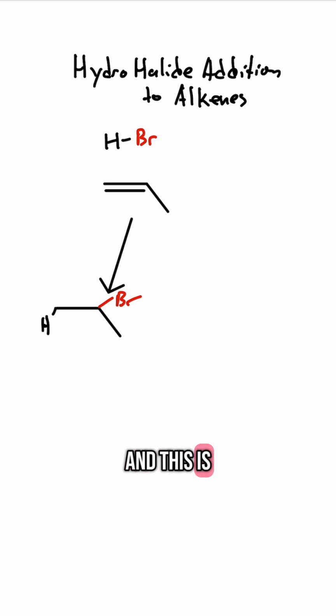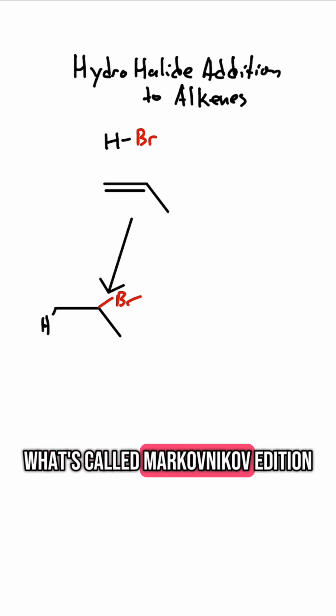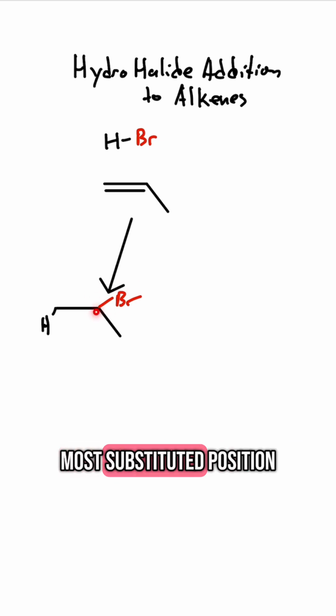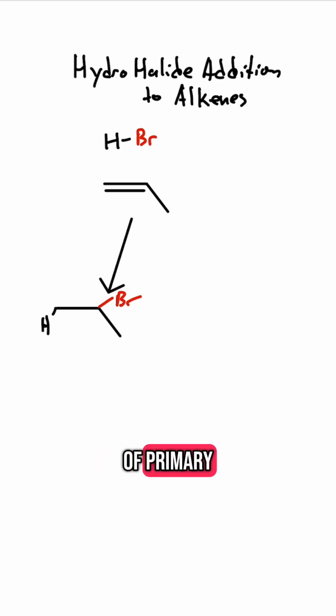And this is what's called Markovnikov addition. So the bromine added at the most substituted position, which is secondary instead of primary. So it didn't add here, it added right here. And I'll make another video on the mechanism of that, and I'll show you why.